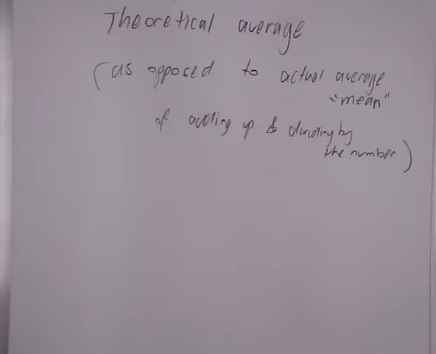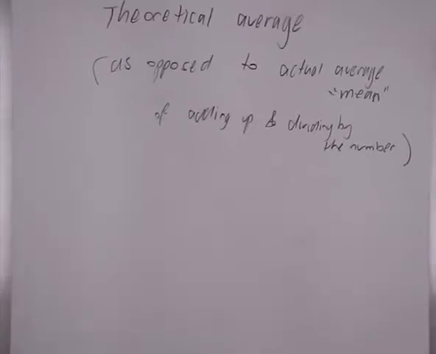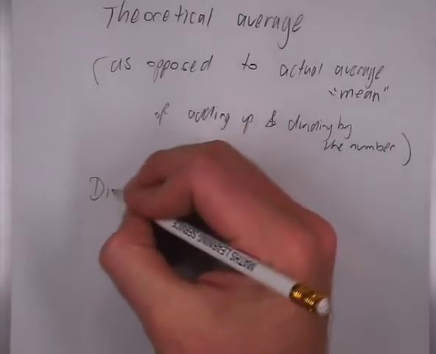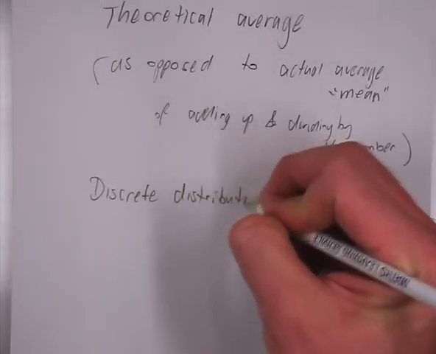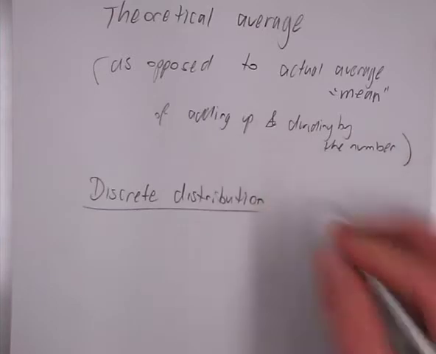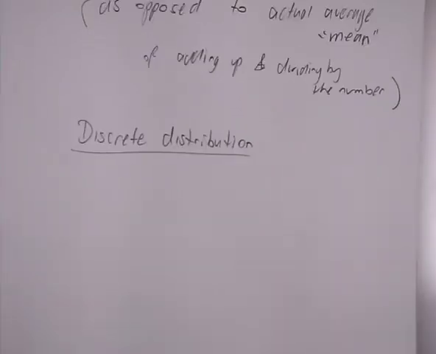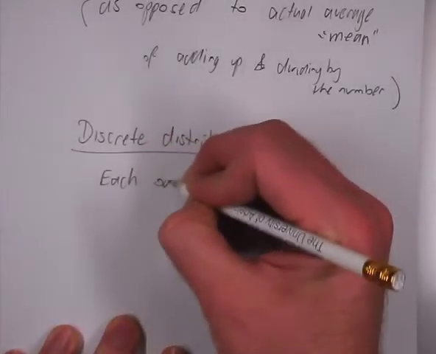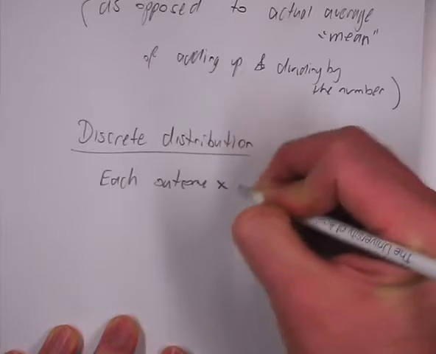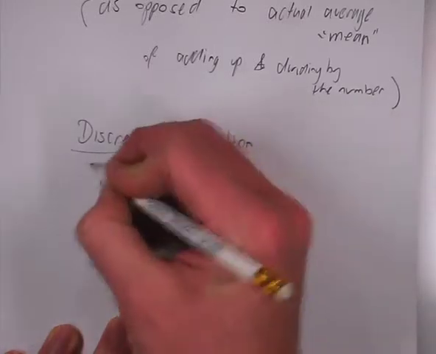But the basic concept of it is that for a discrete distribution that only has certain possibilities, like the ones I told you before, what you have to do is multiply each value by its probability and add up the answers. So, each outcome times the probability and add them up.